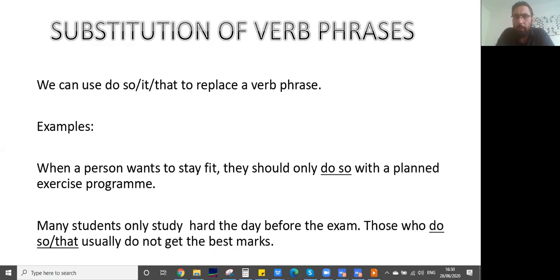Okay, so where were we? Those who do that, so we said study hard the day before the exam. Excellent. So who can find another pronoun that we're using here to substitute that's not related to the verb? Who can find something not related to a verb? So not do so. We're looking for something else, another pronoun that's referring to something else.